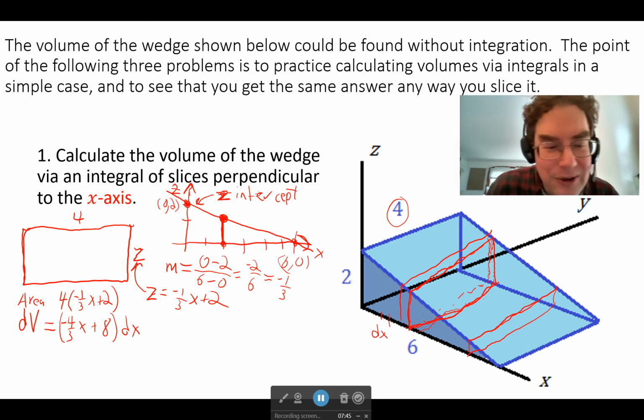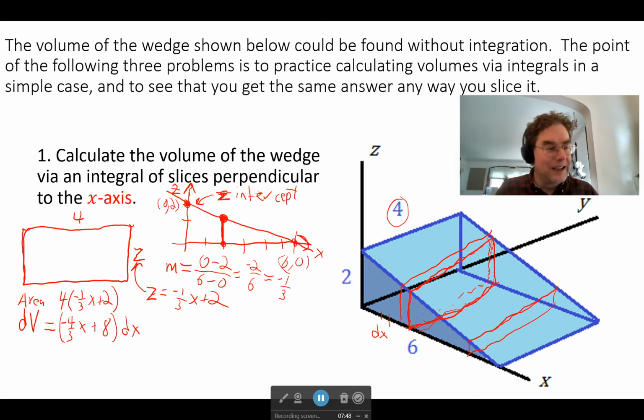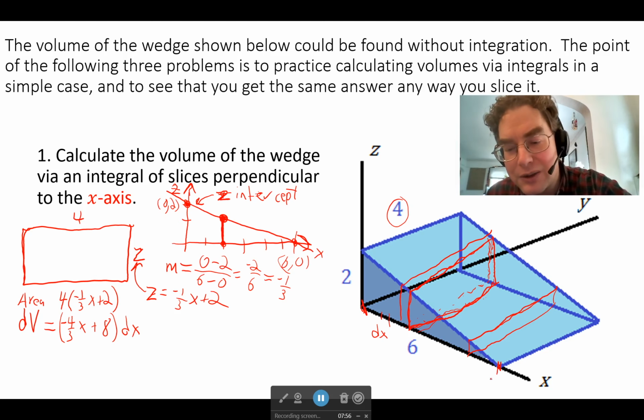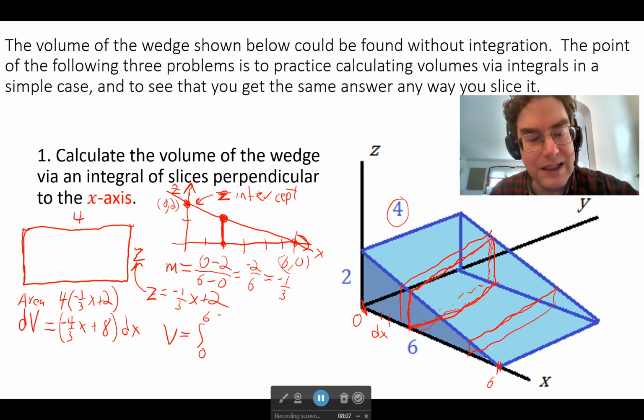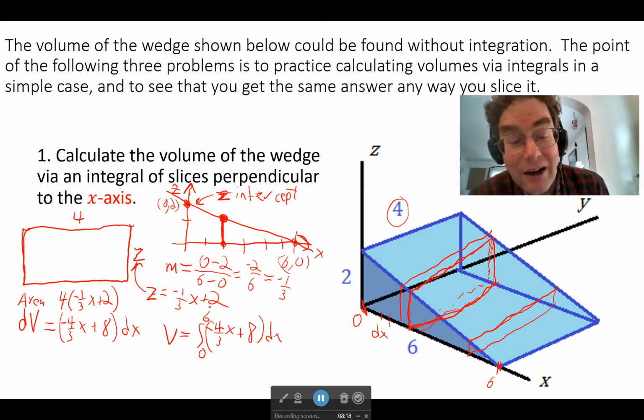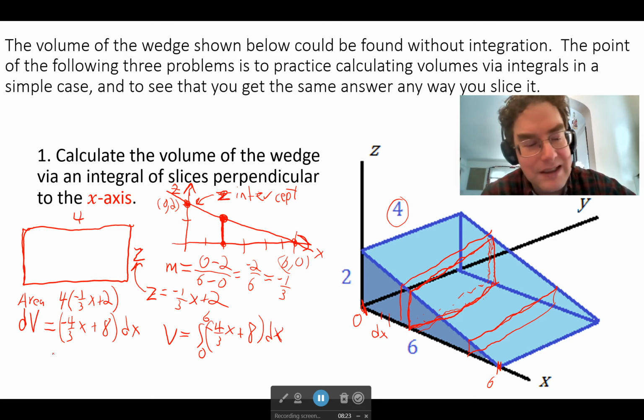Now we've got to add up all our differentials of volume, and of course we do that with an integral. In this case, if we look at where our slabs are going to be, they're going to span all the way from 0 to 6 along the x-axis. So the volume itself is going to be the integral from 0 to 6 of negative 4/3 x plus 8 dx. That's a minus there. So now we just need to evaluate this integral. And again, this is more than half the battle, getting this set up.